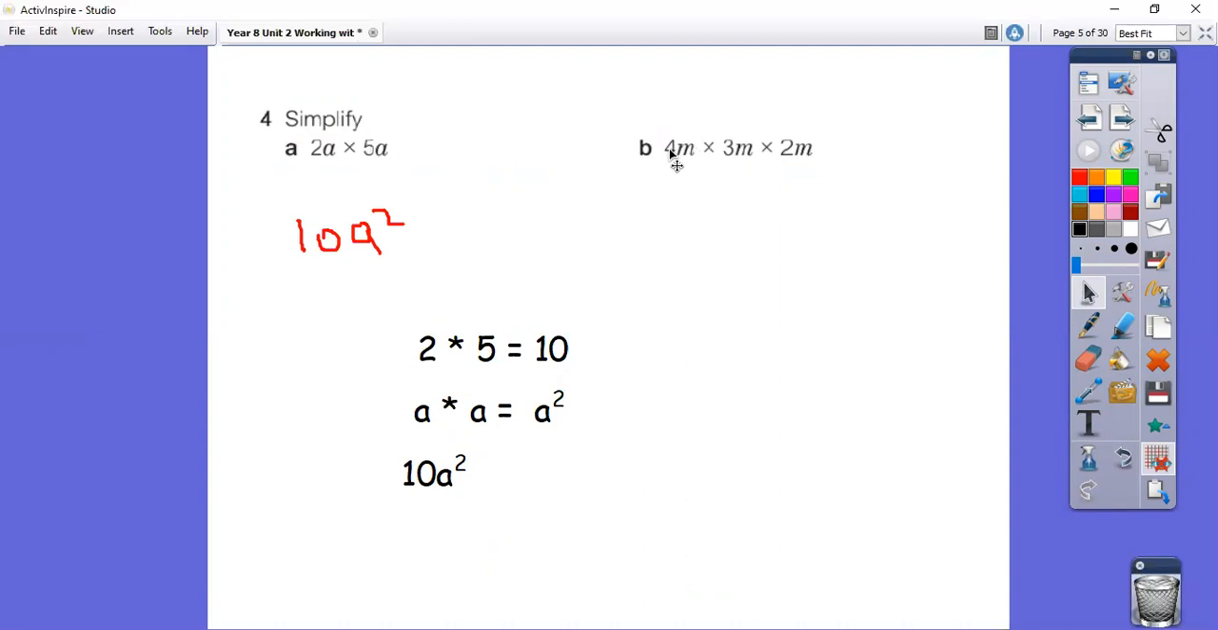So you now do part B. So you've got 4m times 3m times 2m. Remember, if a times a is a squared, m times m times m will be m to the power 3, m cubed. Okay?